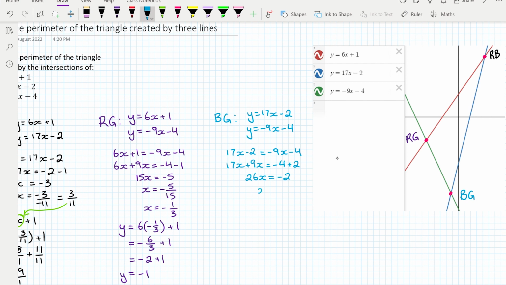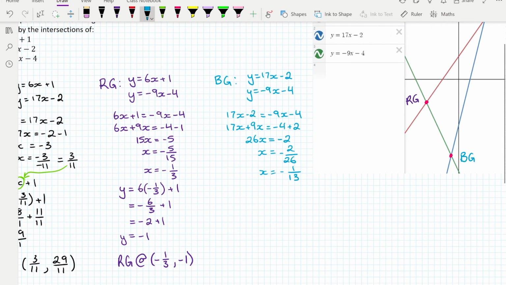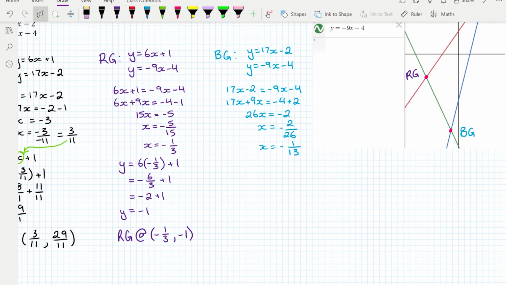Dividing both sides by 26 gives us x equals negative 2 divided by 26. And that will simplify to negative 1 over 13. Just dividing the top and the bottom by 2 to get it in simplest form. And then once again, we're going to substitute that straight back into one of our original equations. It really doesn't make much of a difference which one we use here, so I'm just going to go with the first one. So y equals 17x minus 2. So instead of x, I'm putting negative 1 over 13 minus 2.